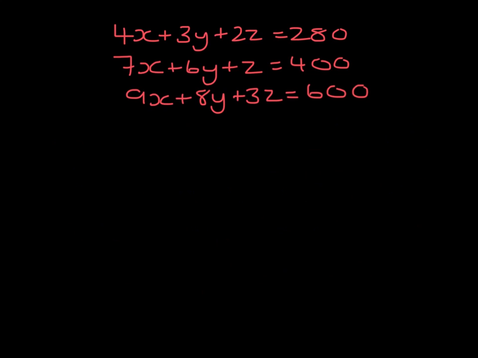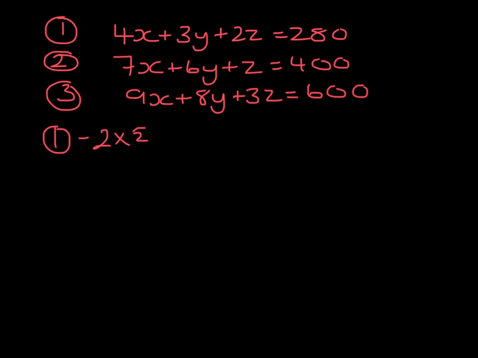Now we have 3 equations to solve. Your solution to this might be different to mine, and mine might be different to the mark scheme. I'm going to choose to eliminate z, and that's because in here I have 1z, which makes it very easy for multiplying. I'm going to number my equations 1, 2 and 3, and the first thing I'm going to do is take equation 1 and subtract 2 times equation 2.